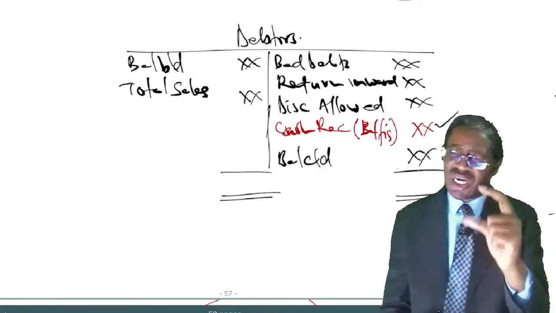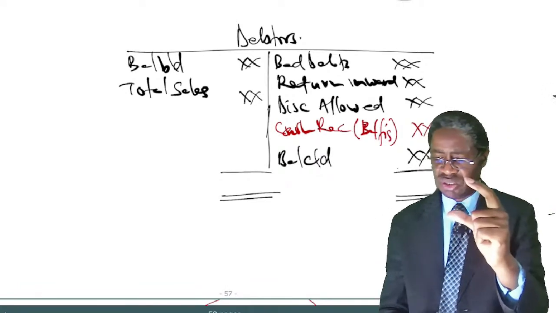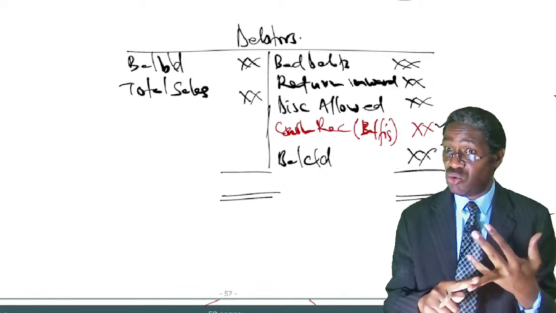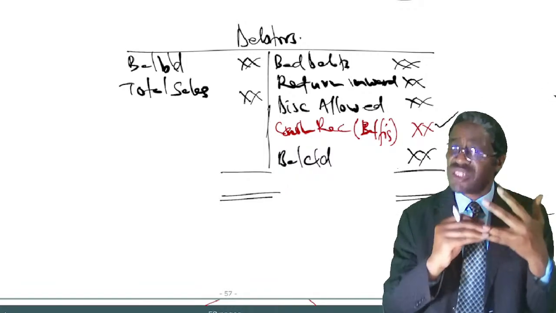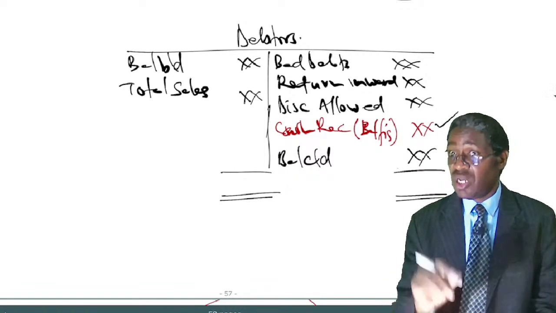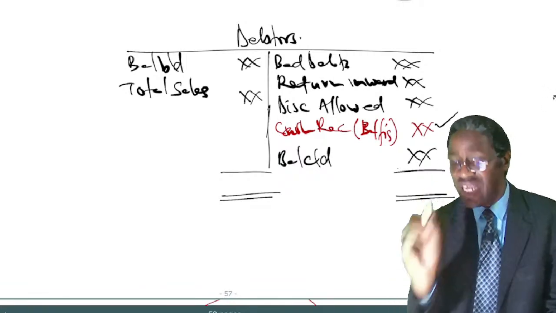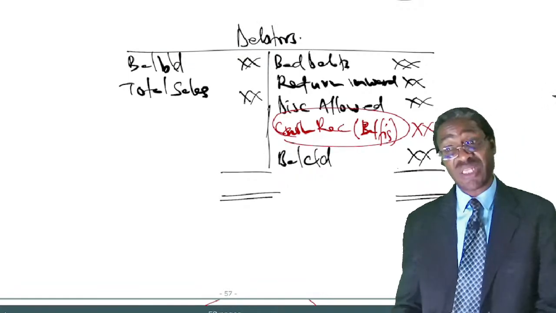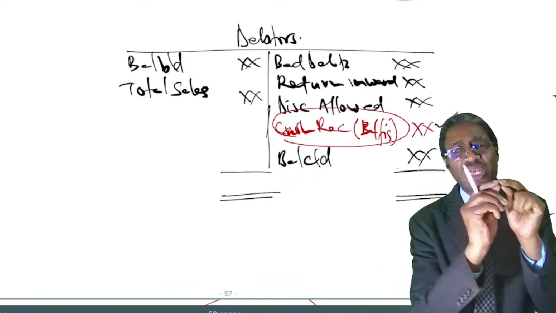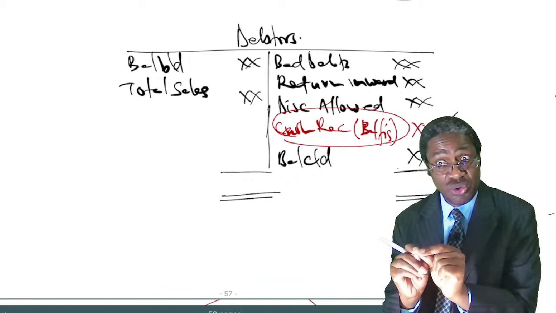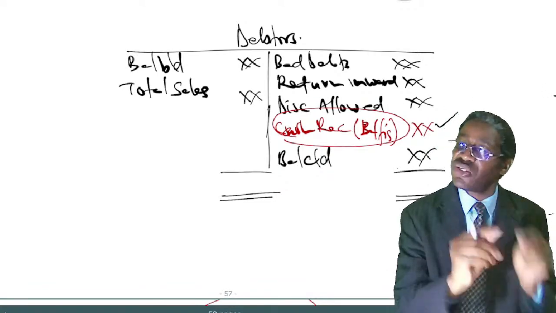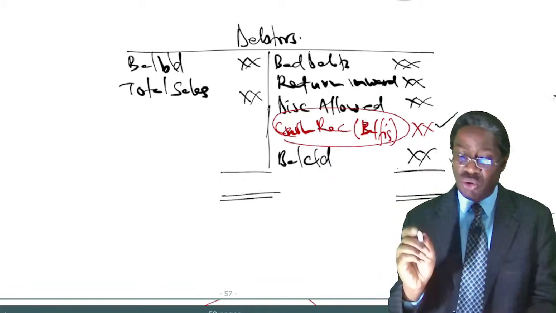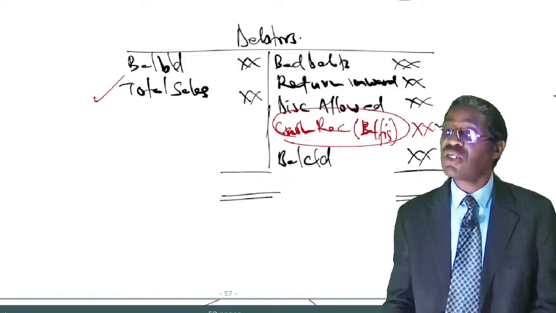Meaning, go to your income statement and pick the total sales. We know that total sales include credit sales and cash sales. So when you use the total sales in this account, whatever you get as a balancing figure will not only be cash received from debtors, no, it will include cash received from both cash customers and credit customers. Why? Because you have used the total sales.